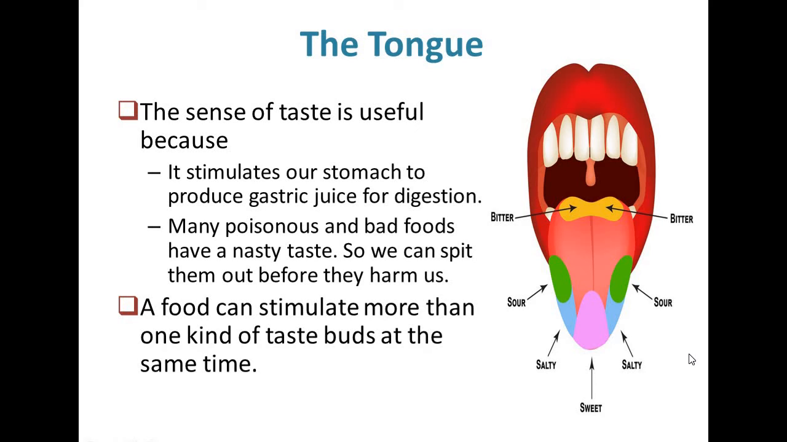The sense of taste is very important and very useful, for two reasons. Number one, it can stimulate our stomach to produce gastric juice. Now, gastric juice contains protease enzyme for protein digestion to occur inside the stomach. Second point is, many poisonous and bad foods have a very bad taste, so we can actually spit them out before they can harm us. So these are the two importances of the sense of taste. Now, a food can stimulate more than one kind of taste bud at a time.